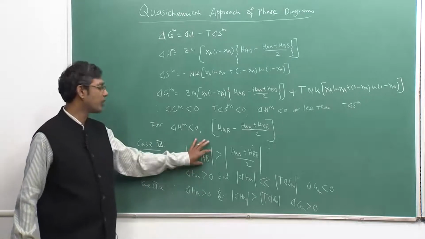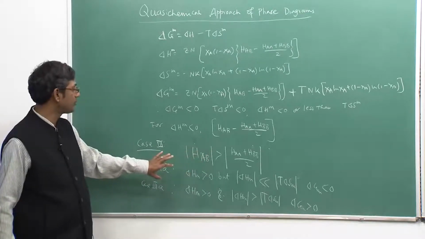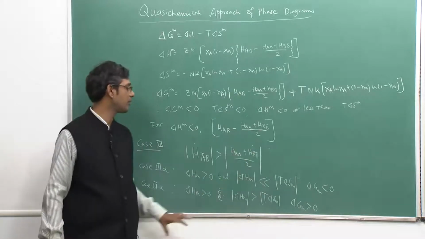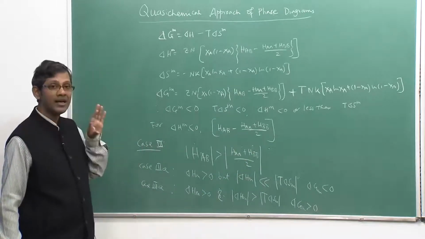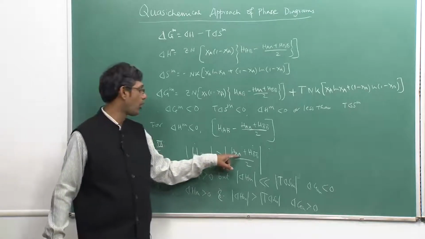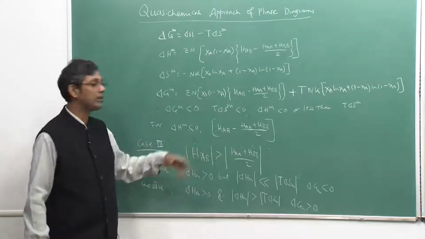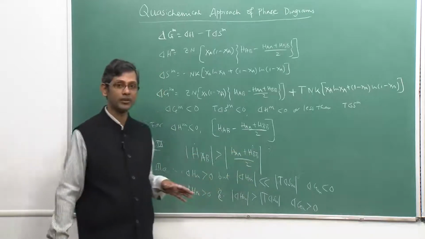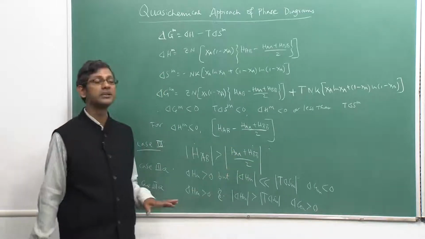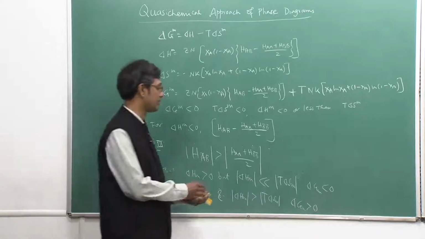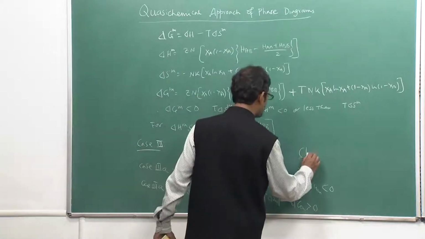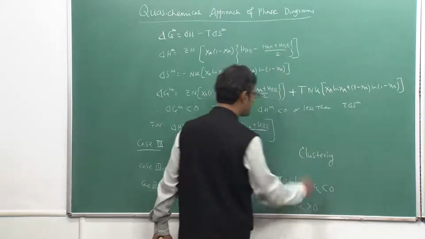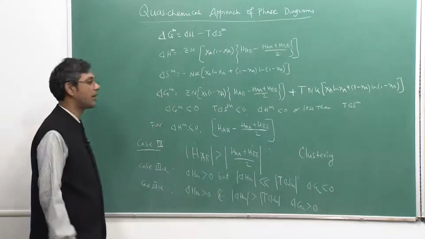If the bond energies of dissimilar bonds, the enthalpy corresponding to dissimilar bonds, is higher than the average values of enthalpy corresponding to similar bonds, that means what? These similar bonds are preferred. A atoms will like to be surrounded by A atoms, B atoms will like to be surrounded by B atoms. This situation is known as clustering, correct. So clustering will happen.